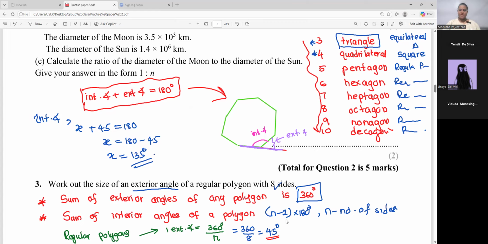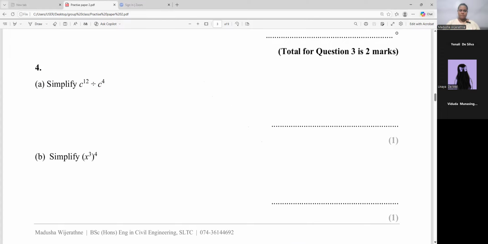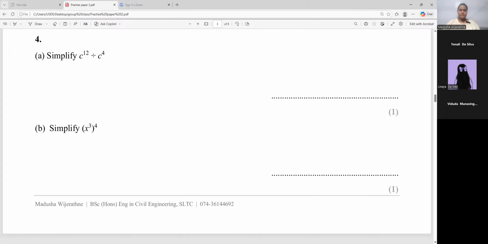So in this question, the answer is 45. The interior angle is an additional thing. Two marks only for that.